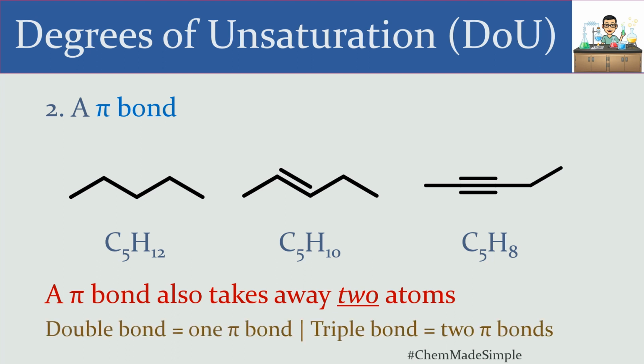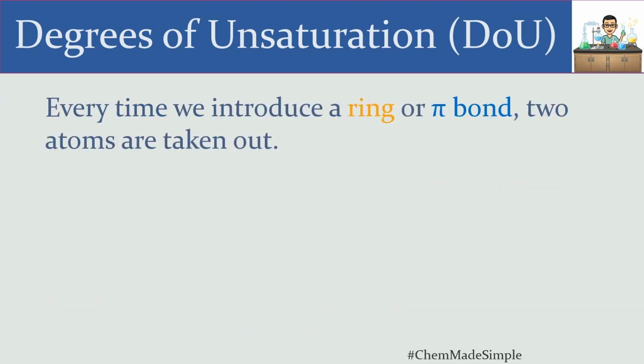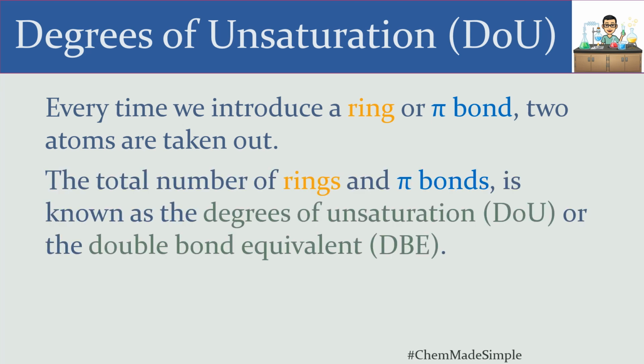And just to make sure we got this, a double bond, remember, is 1 pi bond, and a triple bond is 2 pi bonds. So that's why the triple bond was able to take out 2 atoms. So those are the 2 things that can limit the number of possible atoms that we can have on our molecule, a pi bond or a ring. Now, every time we introduce a ring or a pi bond, we're going to take out those 2 atoms. So the total number of rings and pi bonds is known as the degrees of unsaturation, and that is our topic of the day today.